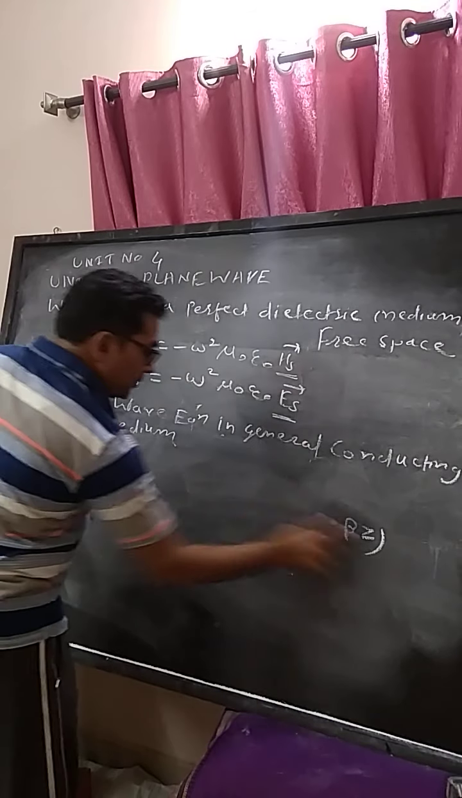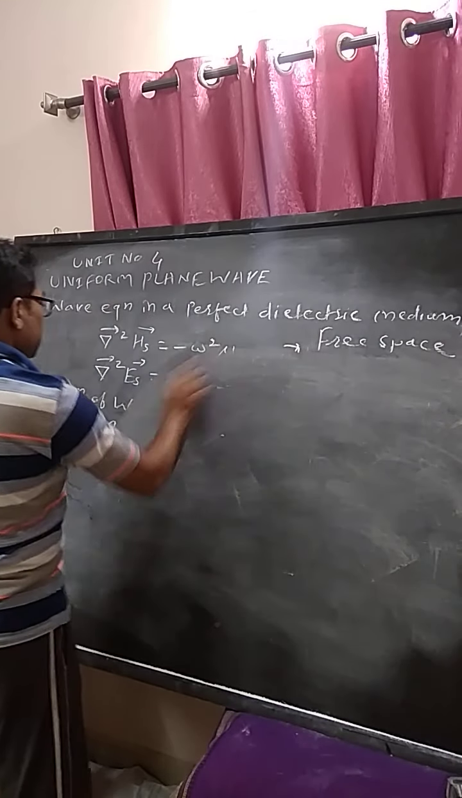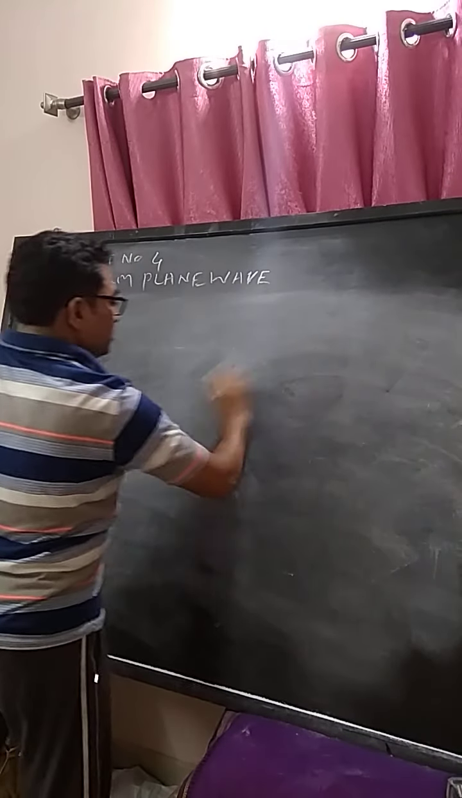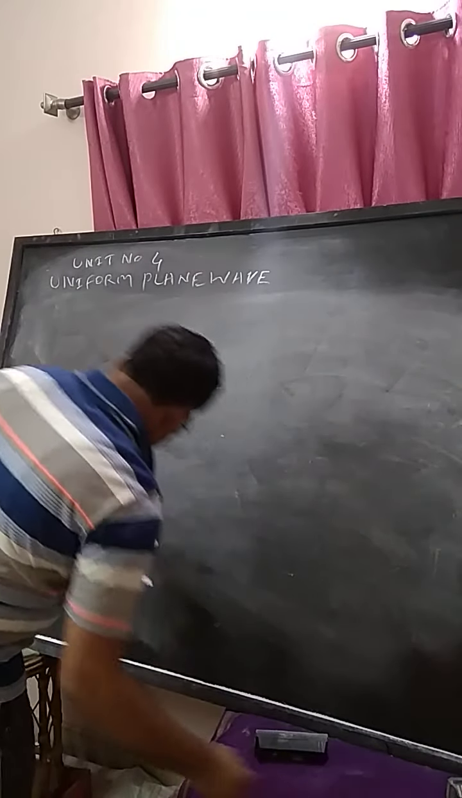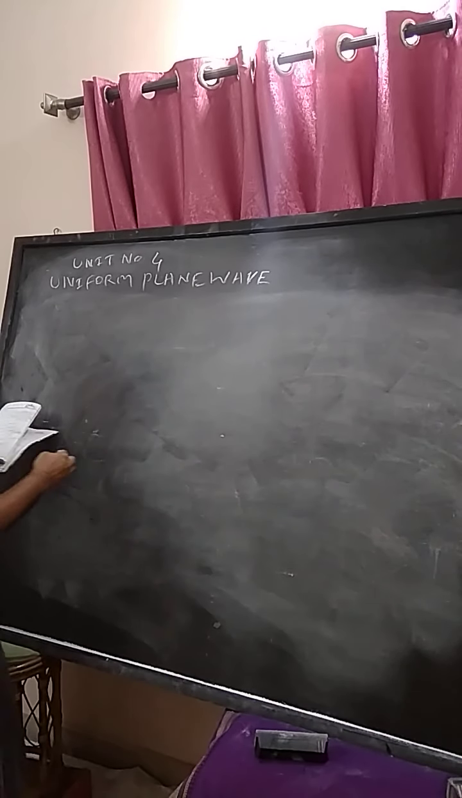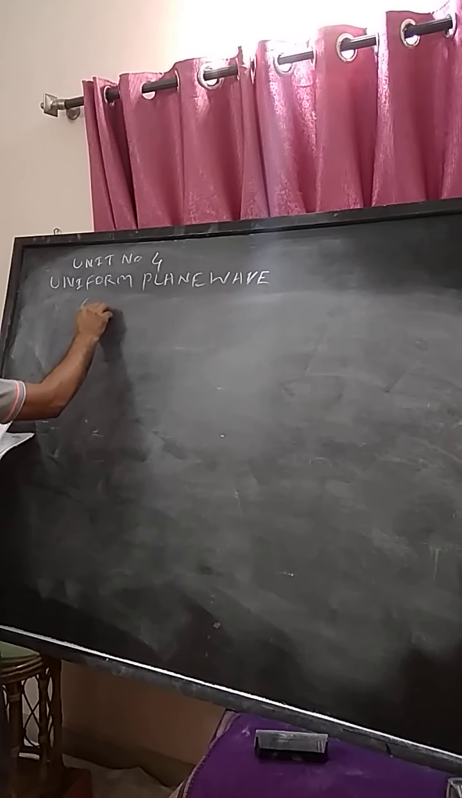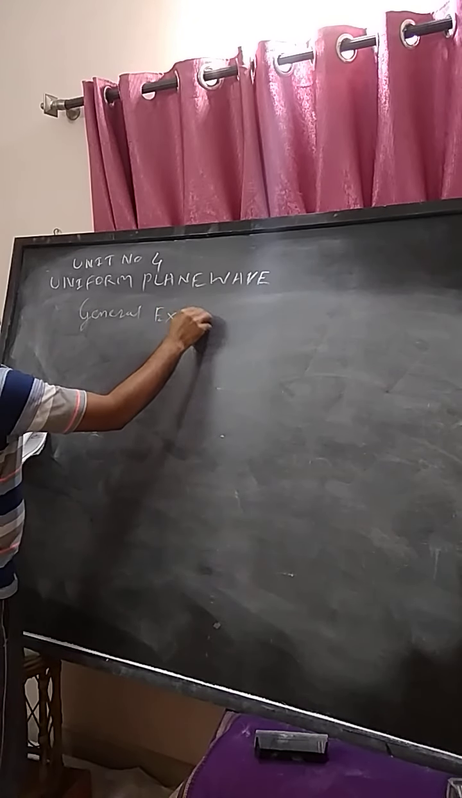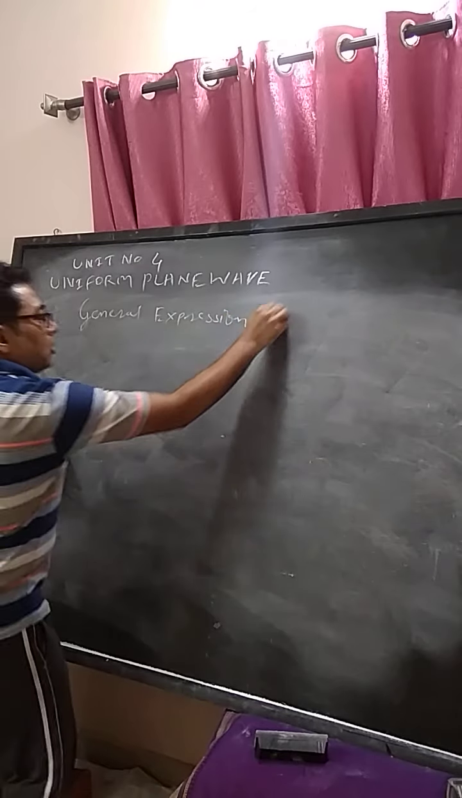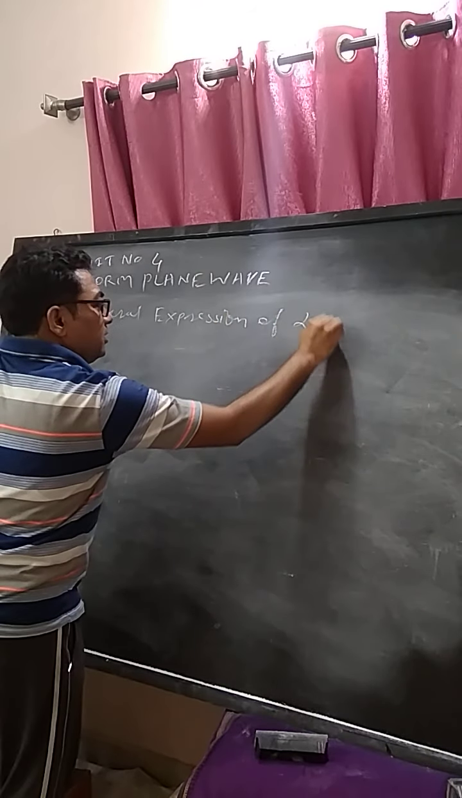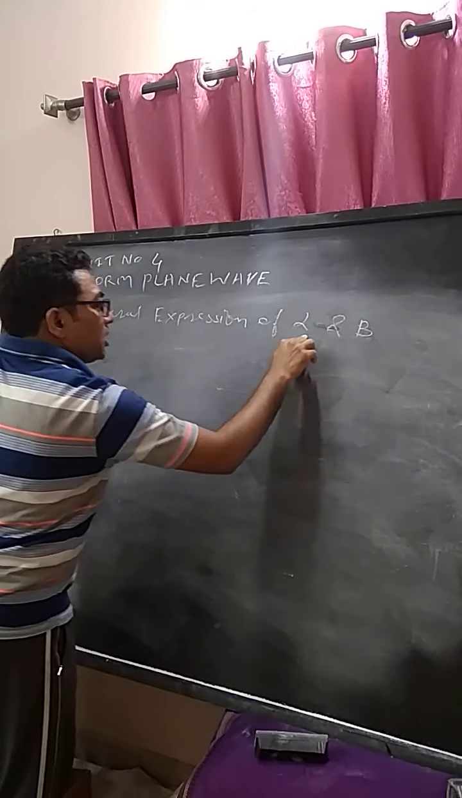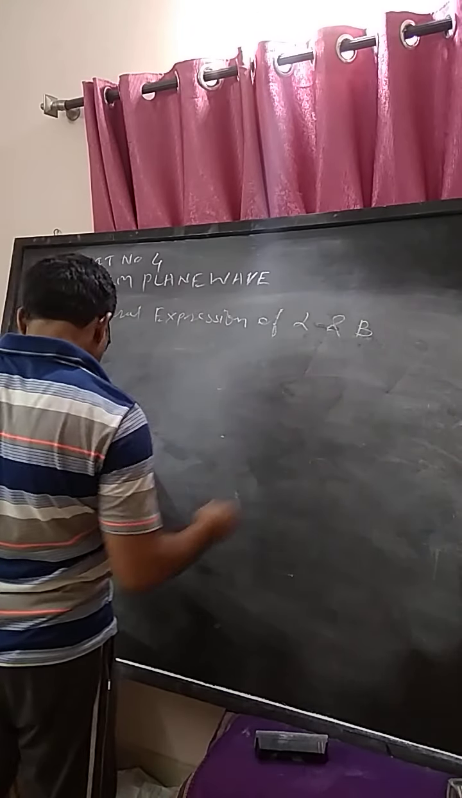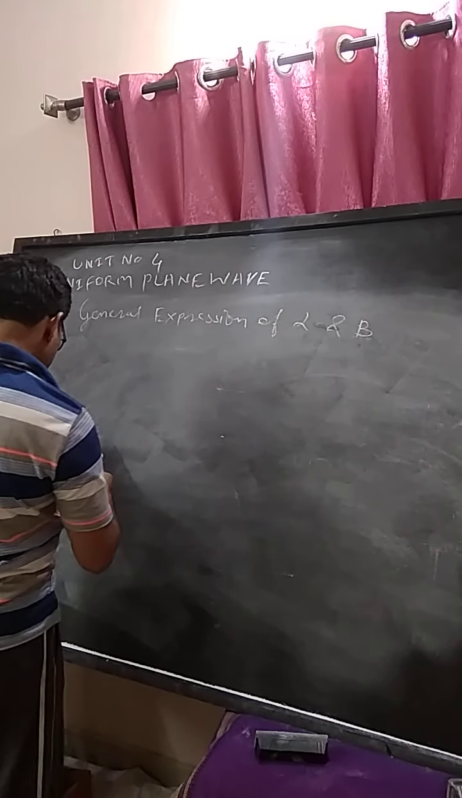Now after that we have covered in the class the general expression of alpha and beta. We know that alpha is nothing but the attenuation constant, and beta is nothing but the phase constant.